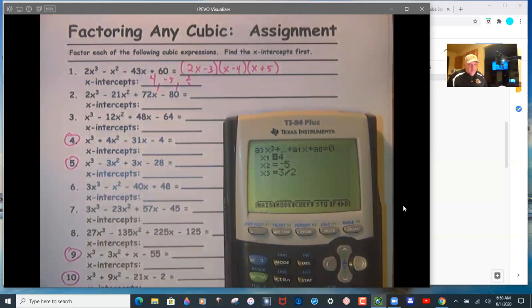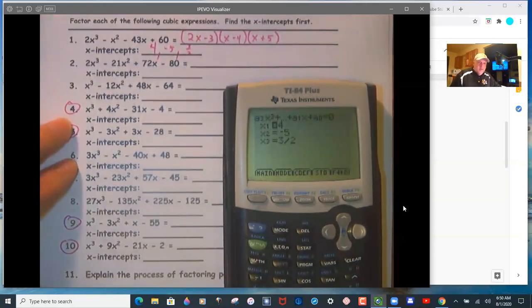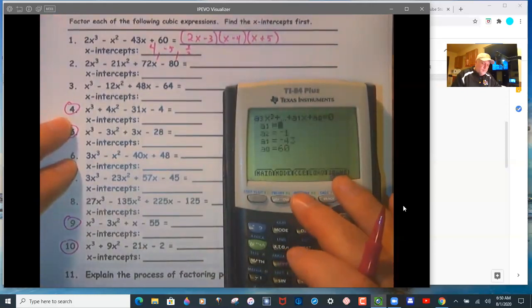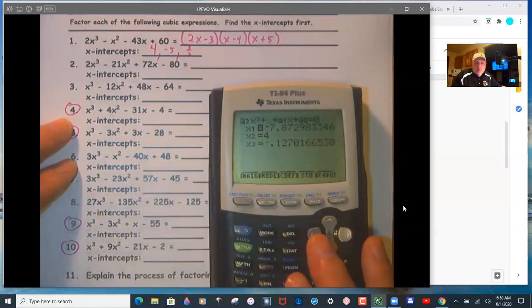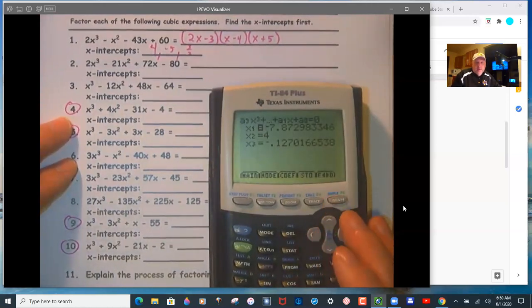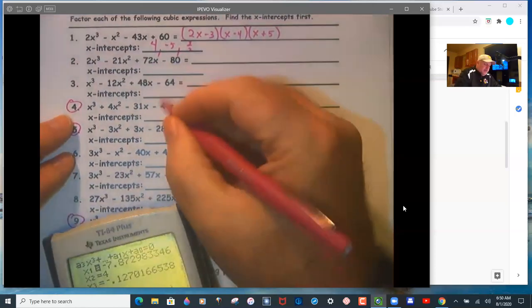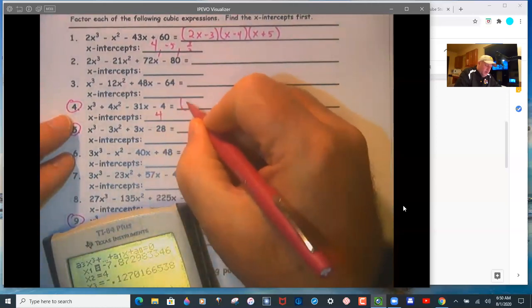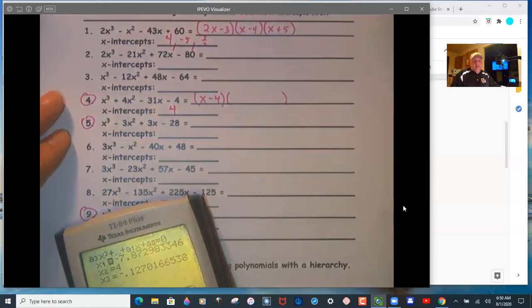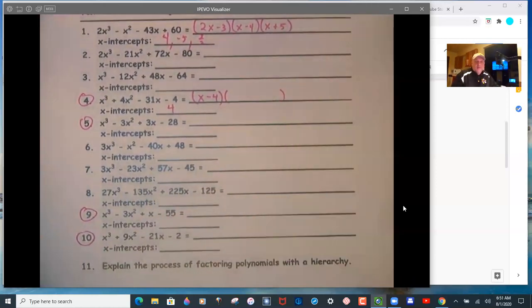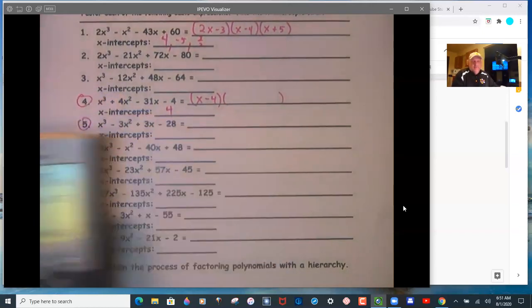I'm going to do 2 of these. You're going to do the other 2. So number 4, clear this out, 1, 4, -31, -4. Notice that 2 of those are irrational, so you cannot write factors for those. When I say x-intercepts, I mean rational, so all we can do is x minus 4 out here. But there's something left in here. You can't just do x minus 4, and you can't round these off.